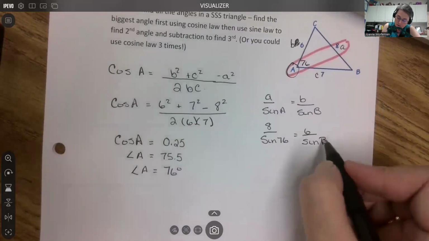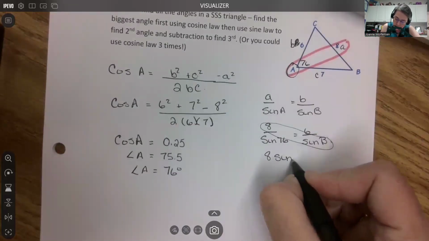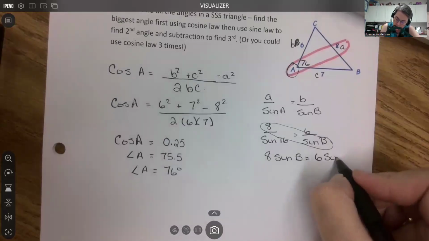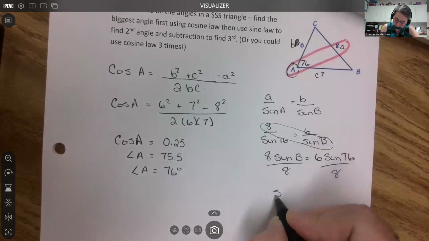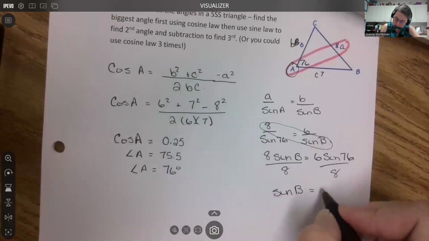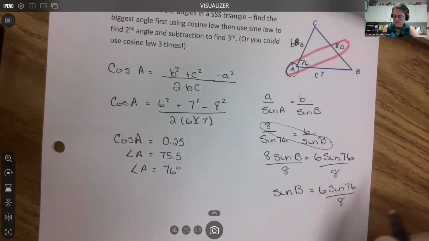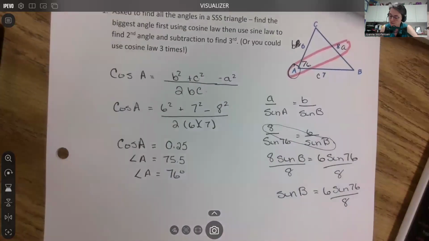All right, cross multiply. 8 sine B is equal to 6 sine 76, divided by 8. Sine B is equal to 6 sine 76 over 8. Oh, I didn't really need to rewrite that. Oopsies, that's okay. Oh, sorry, I didn't mean to move the paper. So 6 sine 76 divided by 8.